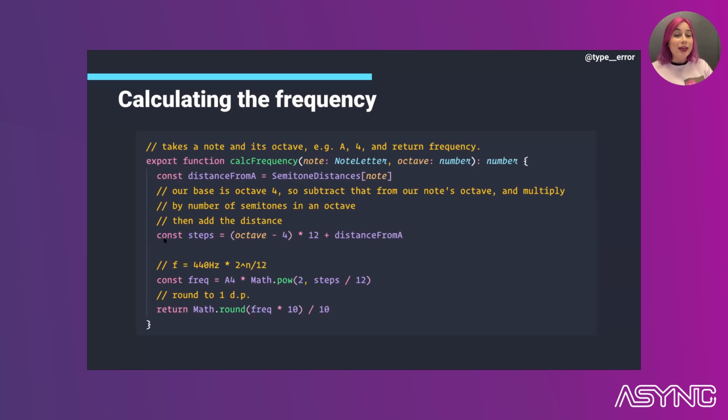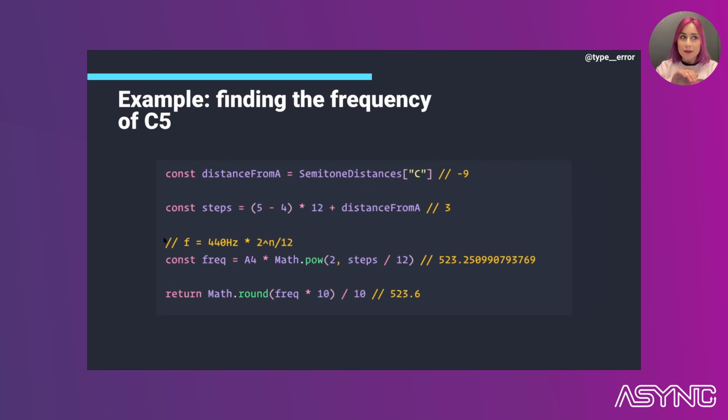And finally, we can calculate that frequency by running the equation that we saw before, which is the value of A4 multiplied by 2 to the power of the number of steps over 12. And then for convenience, I round it to 1 decimal place. So in this example, for the note C5, we subtract our base octave 4 from the octave 5, and that gives us 1. 1 times 12 is 12. And then we add -9, which is the interval from A to C that we got from that object. And this gives us 3, and that's the number of steps between A4 and C5. And then we feed that into the formula, we get a frequency of 523.3.